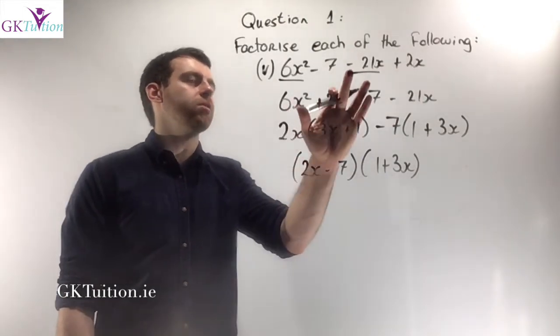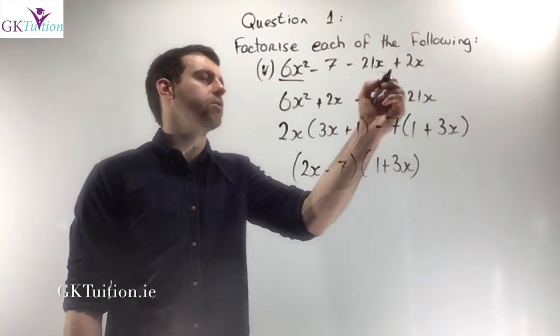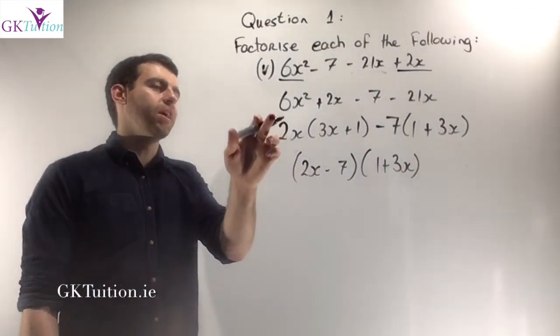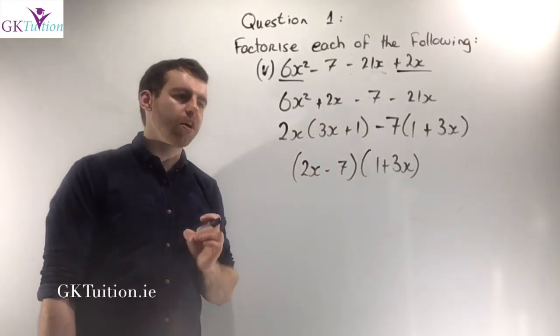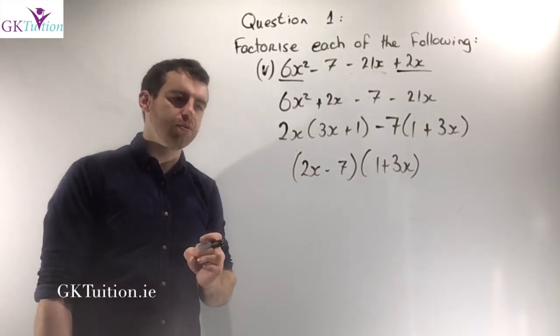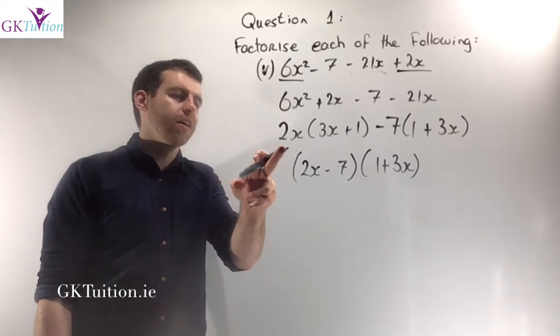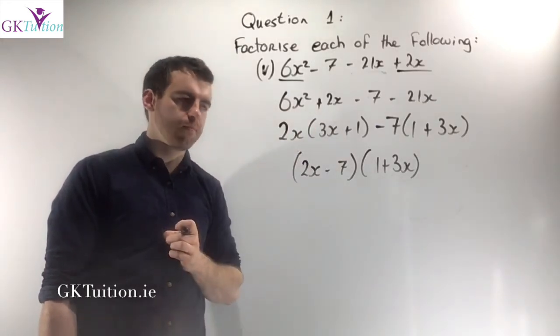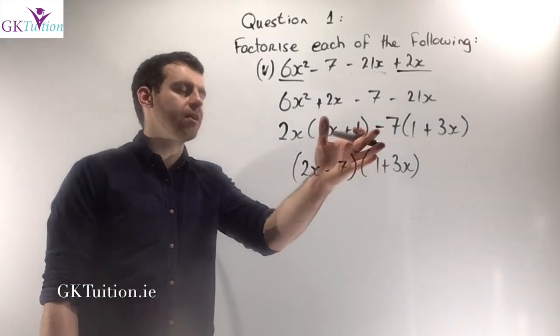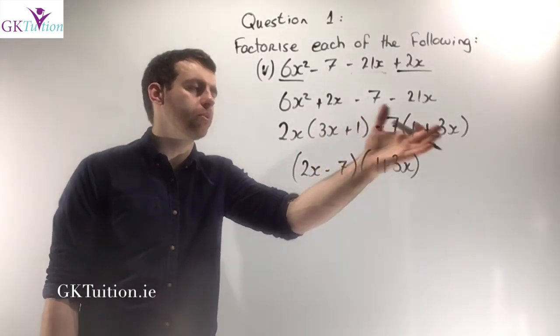What I decided to do was to group the first term and the last term. 6x squared plus 2x, minus 7 minus 21x. Because I noticed that the thing that's common to the first two terms is 2x. And that if I factorise 2x out of the first two terms, I'm left with 3x plus 1. I factorised minus 7 out of the second two terms, and I'm left with 1 plus 3x.